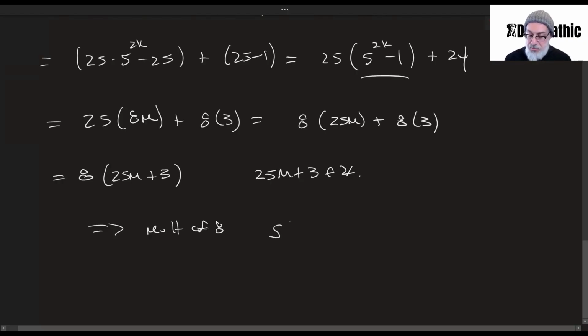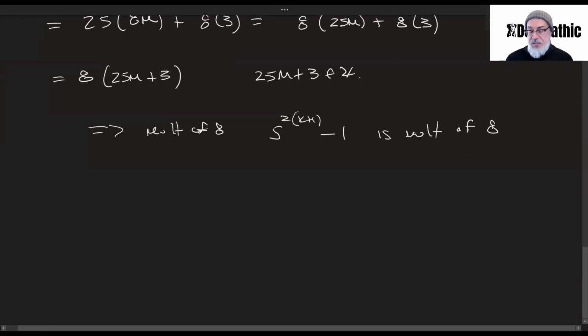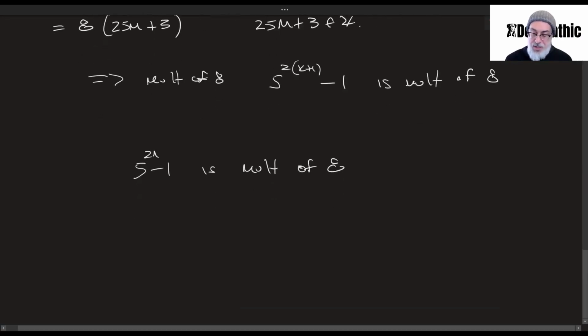Just to remind you, then, we're saying that 5 raised to 2 times k plus 1 minus 1 is a multiple of 8. So that effectively ends the proof. We've shown that for all positive integers n, 5 to the 2n minus 1 is a multiple of, or divisible by, 8. Another way we can write that is 8 divides 5 to the 2n minus 1 for all n greater than or equal to 1. All right, so that concludes the induction proof.